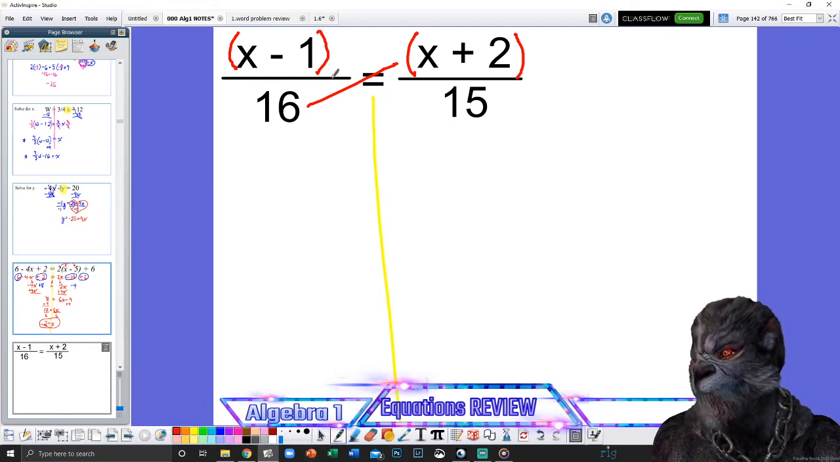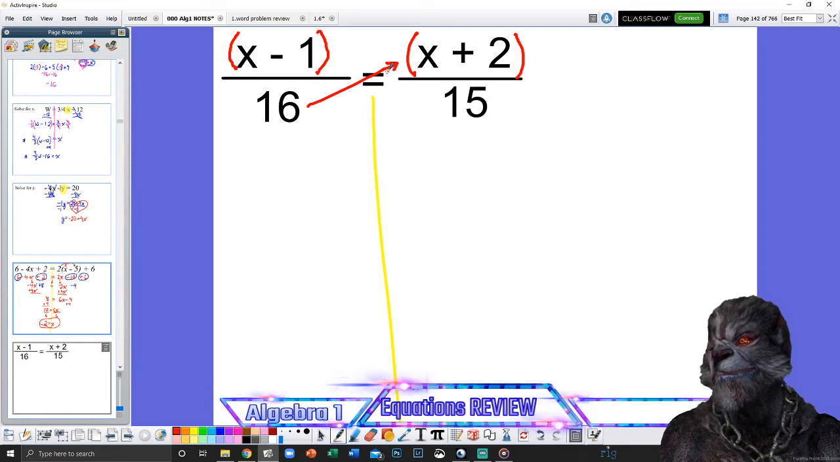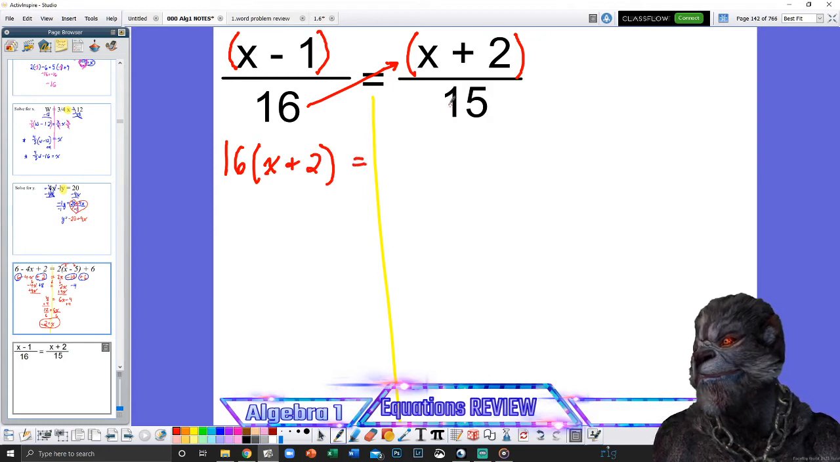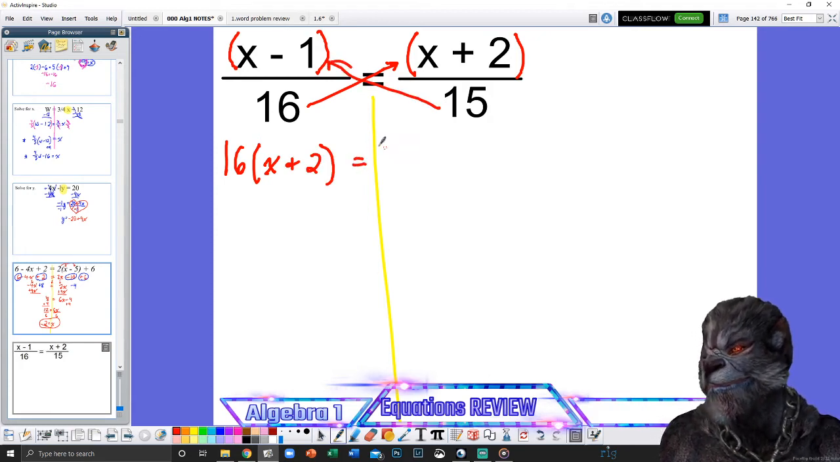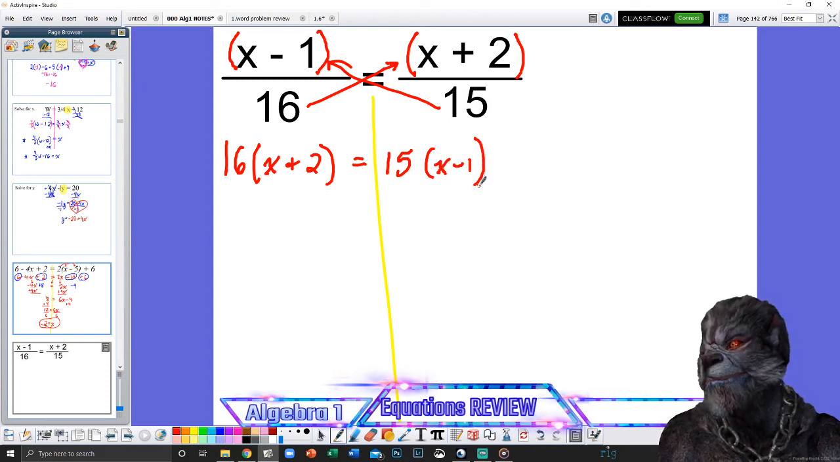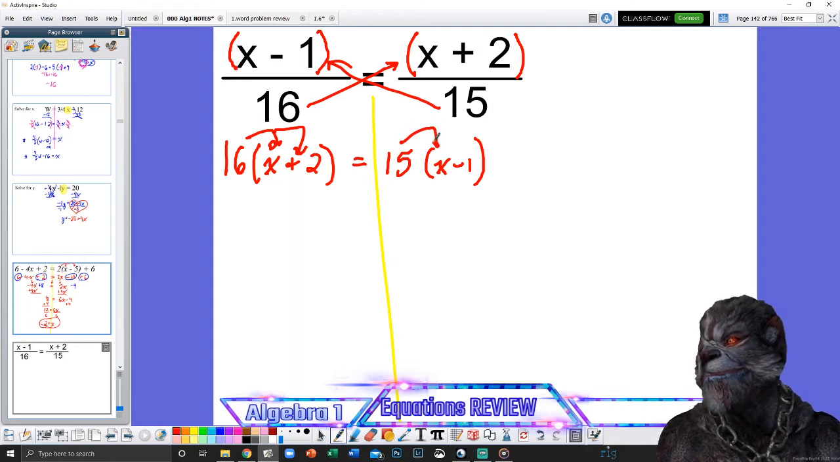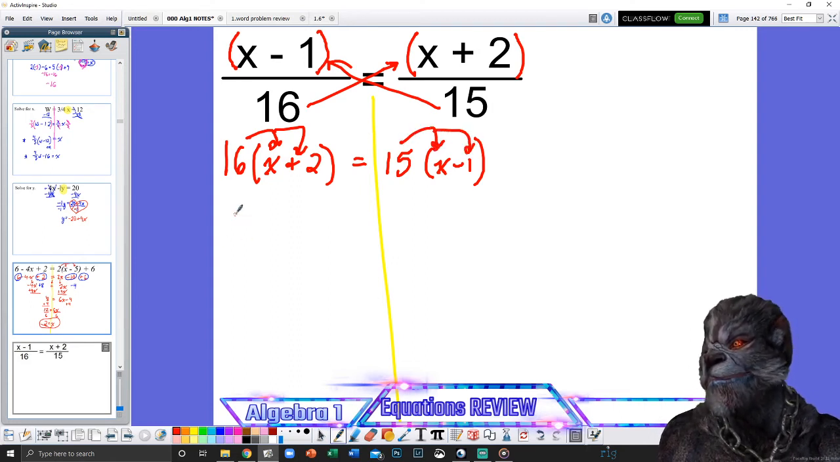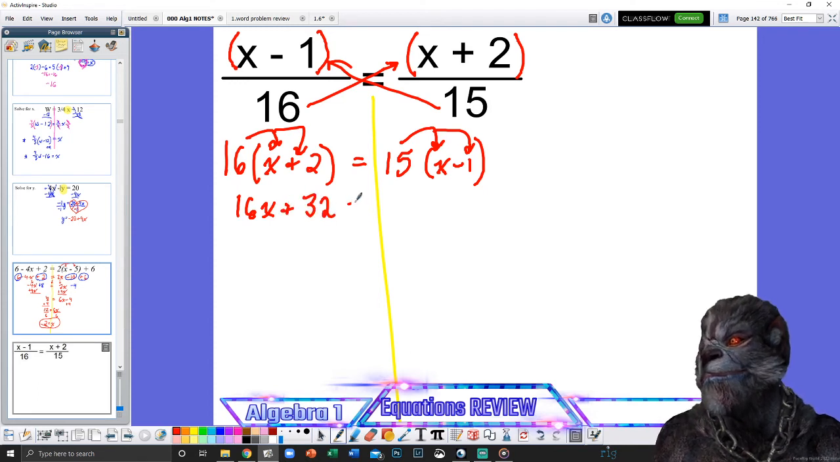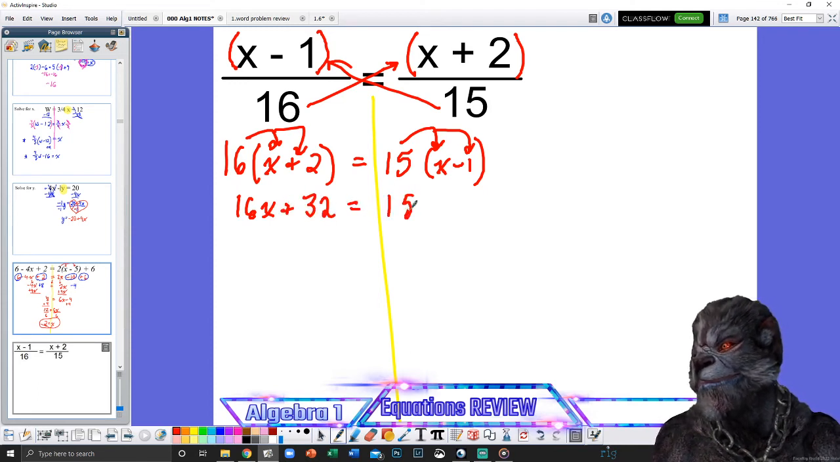Alright, hopefully my hint helped you. 16 times x plus 2. I'm just going to copy that. Now on the other side, 15 times x minus 1. 15x minus 1. Next, distribute to both there and there. So that gives me 16x plus 32 and 15x minus 15.